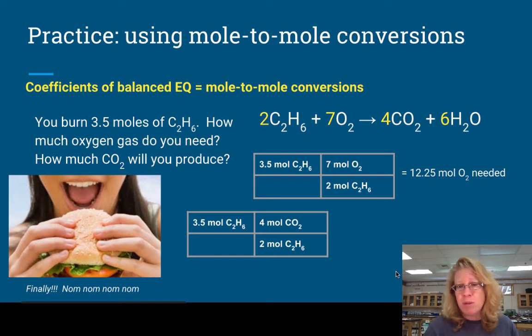I could have asked a question about water as well. We would have used 6 for that one if we wanted to. It doesn't matter which 2 chemicals we're using. Last thing, math it out. 3.5 times 4 divided by 2, because 2 is on the bottom, and we get 7.0 moles of CO2 are produced as a result of that. So hopefully you had some success with that particular process.